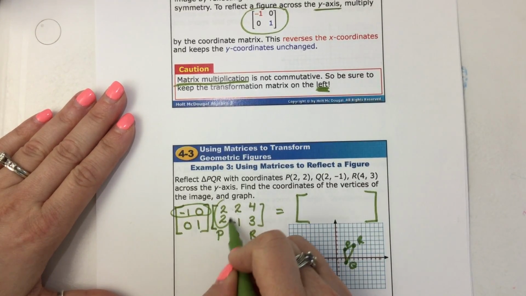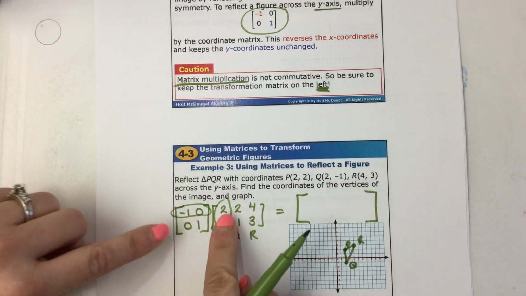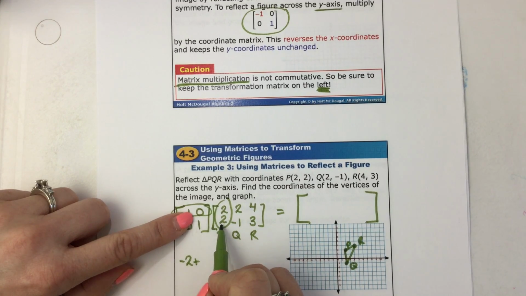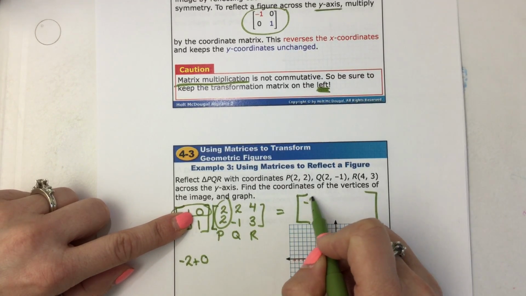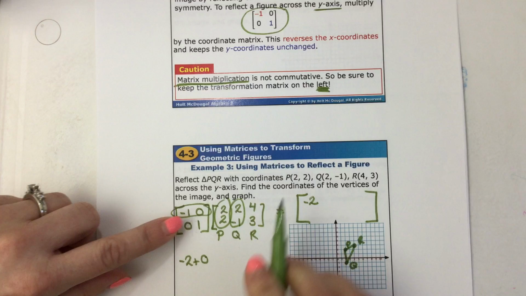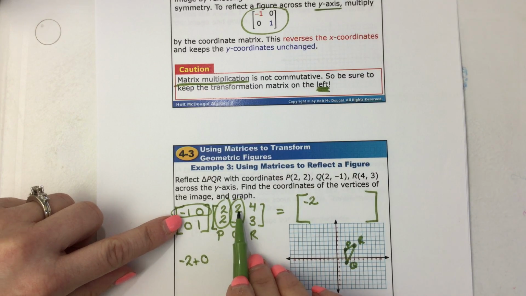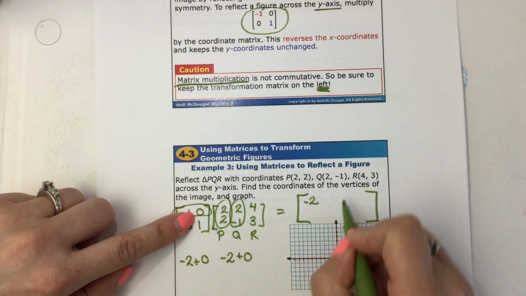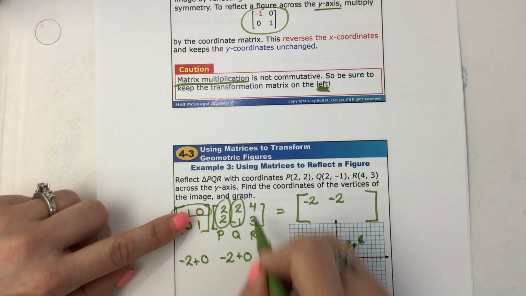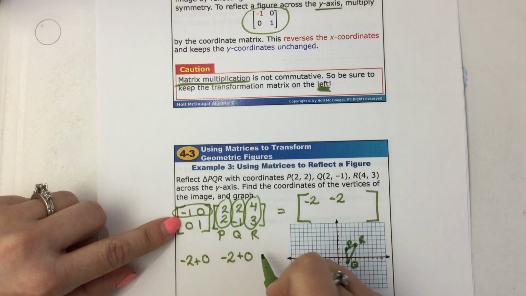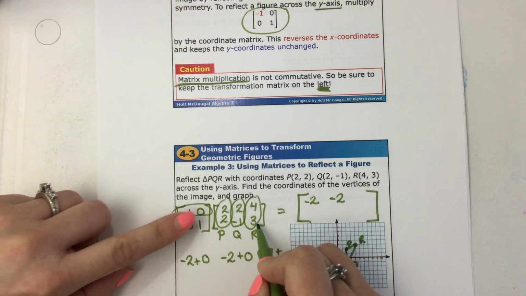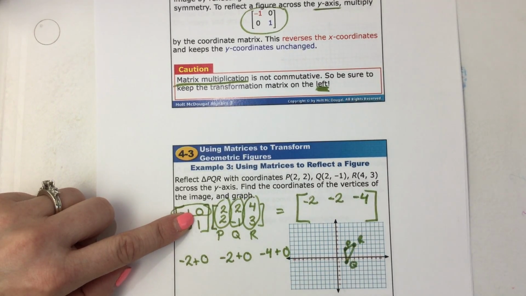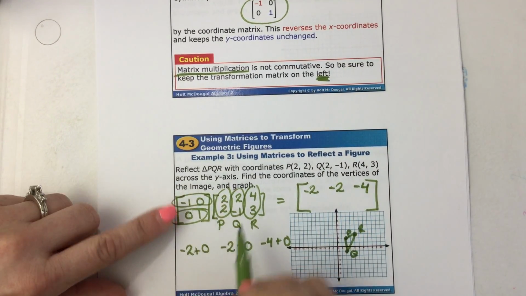So remember, it's horizontal row by vertical column. Negative 1 times 2 is negative 2, plus 0 times 2 is 0. So this is negative 2. Second column, negative 1 times 2 is negative 2, plus 0 times negative 1 is 0. So that's negative 2. Negative 1 times 4 is negative 4, plus 0 times 3 is 0. Negative 4 plus 0 is negative 4. Done with the top.